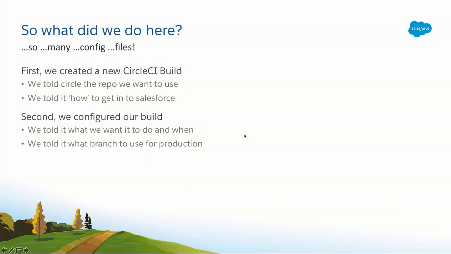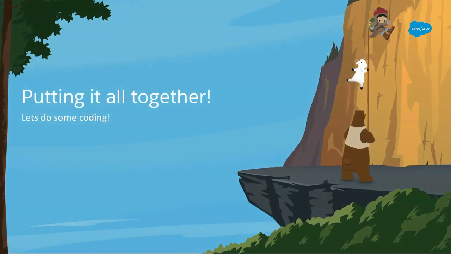So what did we do here? I know that was quite a lot to take in. We created a new CircleCI build. We told Circle what we want it to do and how to get into Salesforce with all those environment variables and secret stuff. With the configuration file, we told it what we want it to do when we commit to master, how to push to production, and what we want it to do when we commit to any other branch. So finally, let's actually write some code and see how this all works.